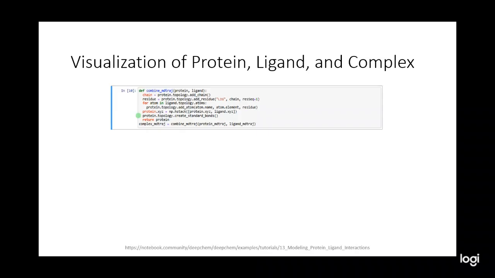Next, the create_standard_bonds function found under the topology class uses a simple algorithm based on covalent radii to establish standard covalent bonds between atoms that are within a certain distance of each other. As a result, the protein topology object is updated with the bond formation, reflecting the covalent radii of its constituent atoms. So what the function is returning is the protein that includes the ligand.